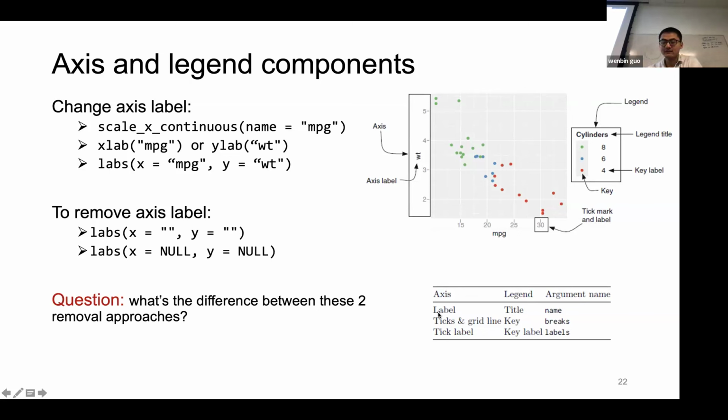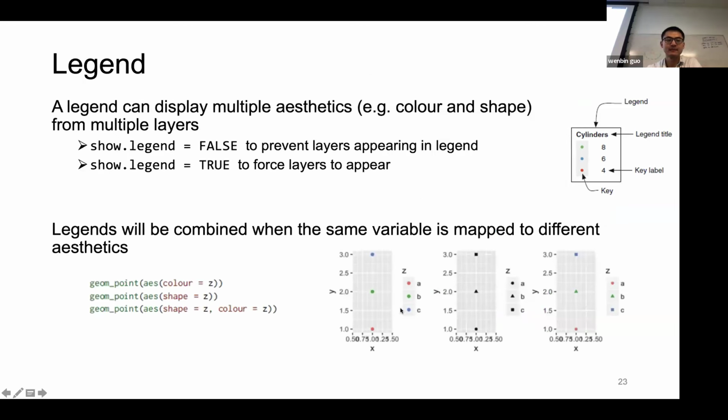So for changing the axis labels or the legend title, you simply use the name argument, and for others like the ticks or the key labels, you simply specify the breaks and the labels. Later in the R Markdown practice, we will show them.